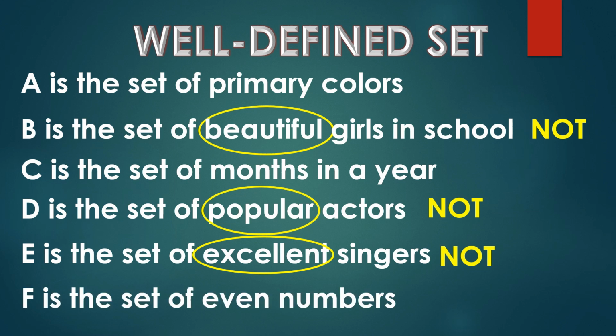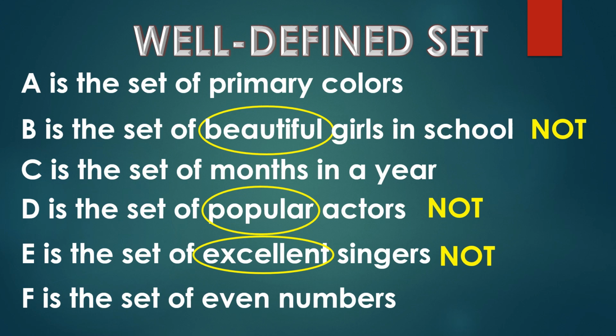F is the set of even numbers. This is a well-defined set. We can determine exactly that a number is an element of this set as long as it can be divided exactly by 2. That's it for well-defined sets.